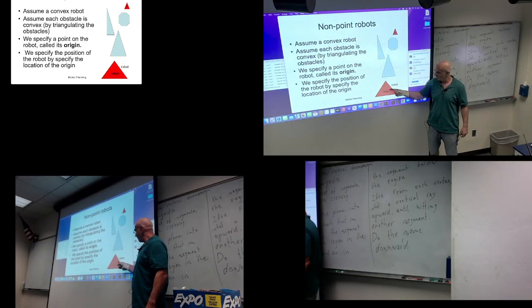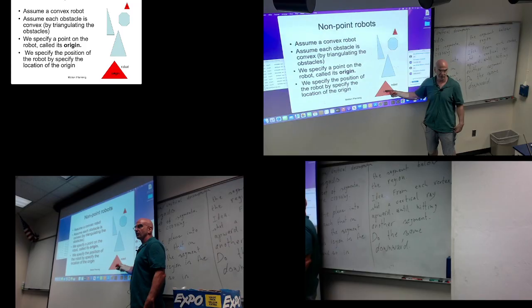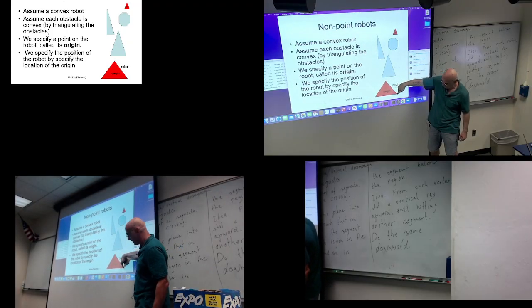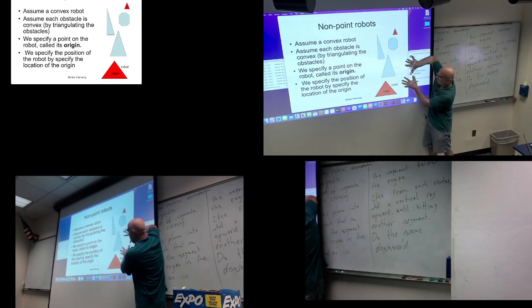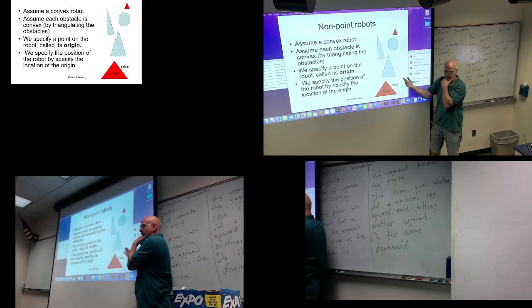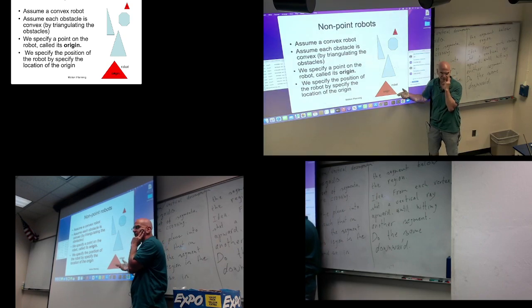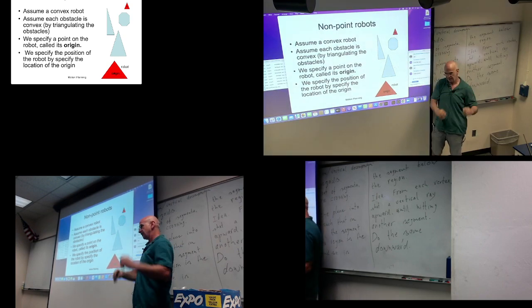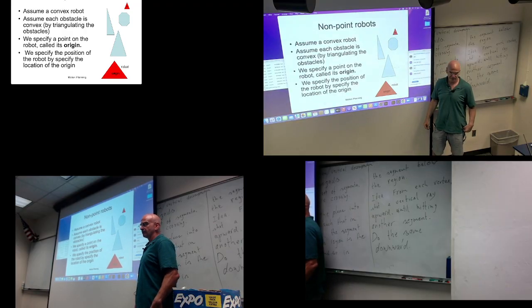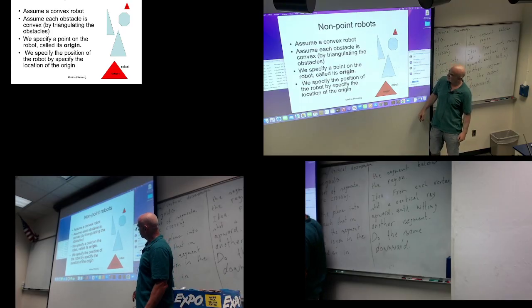I'll pick a point on the robot and call it the origin of the robot. Where is this point on the robot? You don't care. Any point in the robot is fine. If you pick it not at the center of the robot but at the corner, it will mean that the whole free space will be shifted a bit, but it's going to be the same free space. And what used to be a path for one origin will be the same path, just slightly shifted for another origin. So you pick an arbitrary, not random, arbitrary point in the robot, and that's the origin.